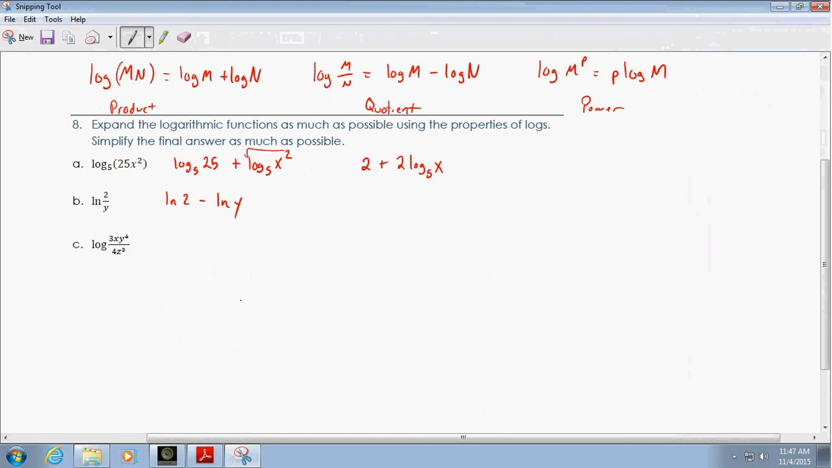All right, so did y'all follow Zach's logic there? Everything on top is going to be added. So log of 3 plus log of x plus log y to the 4th, because those are all things being multiplied together on the top. Anything on the bottom means I'm dividing by it. So I'm going to subtract log 4 and log of z cubed.